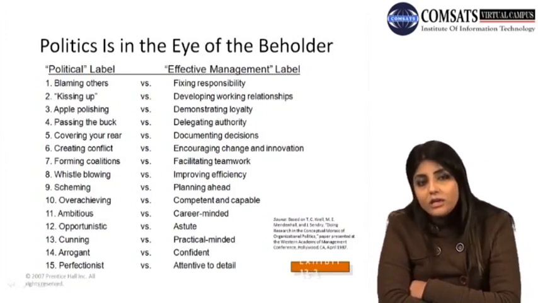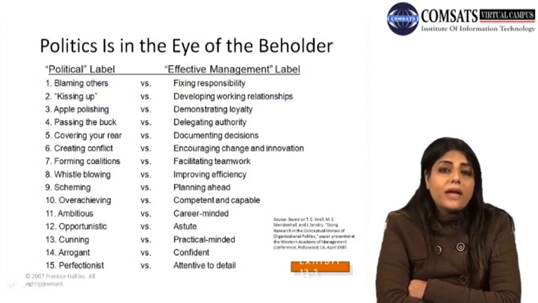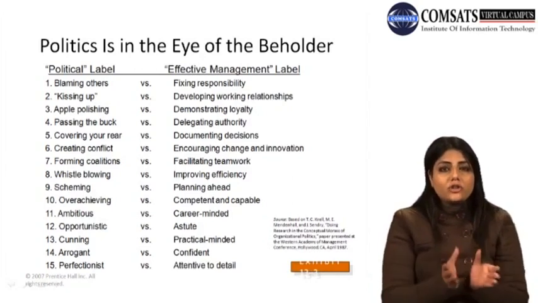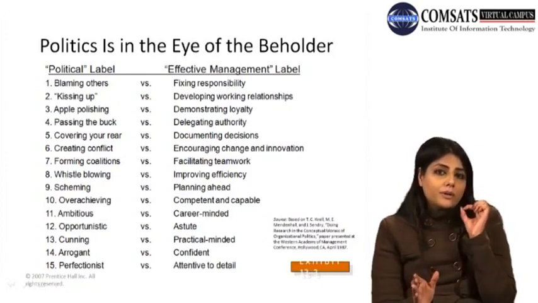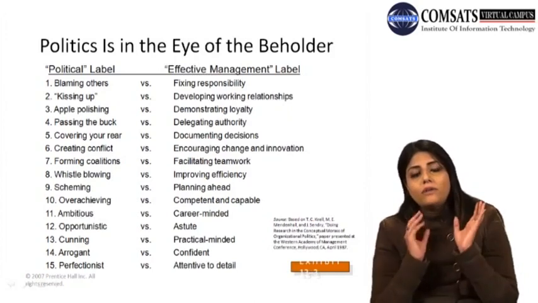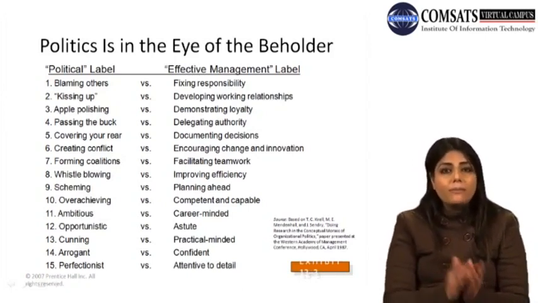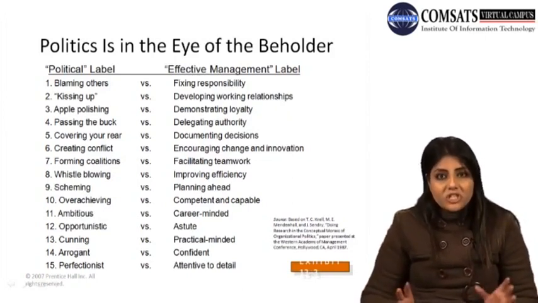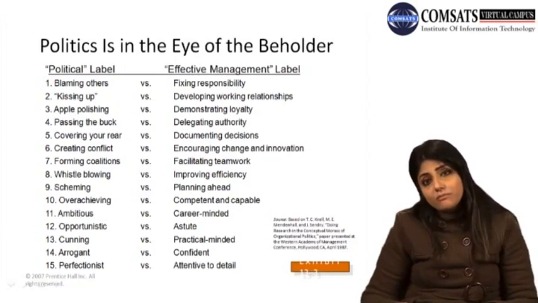So different people can have different perceptions of certain behaviors, and they can label them differently. If I perceive a certain action of an individual as political, I would say that it is whistleblowing, and another individual may label that particular action as only a way of improving the efficiency of the organization. This is how the perceptions of different individuals can be different about certain behaviors, and they label them according to their perceptions. One person may perceive some behavior as arrogant, while the other may perceive it as confident. One might view it as perfectionist, the other as attentive to detail.